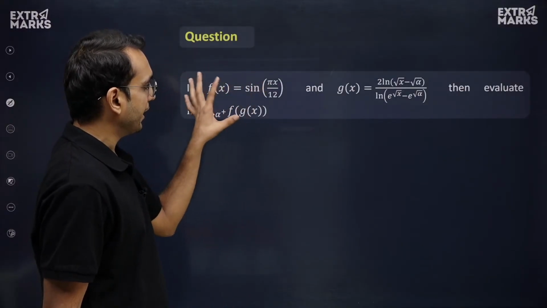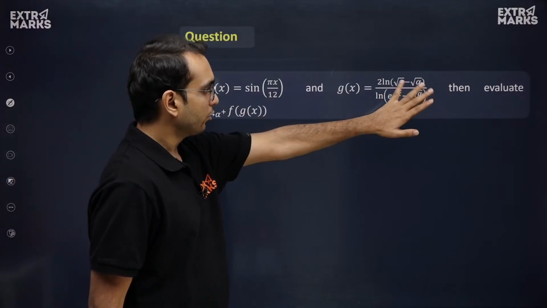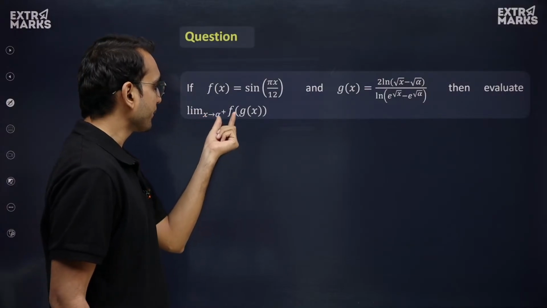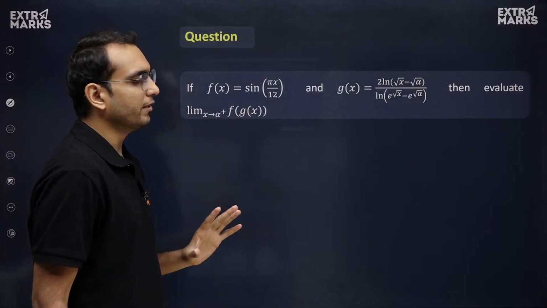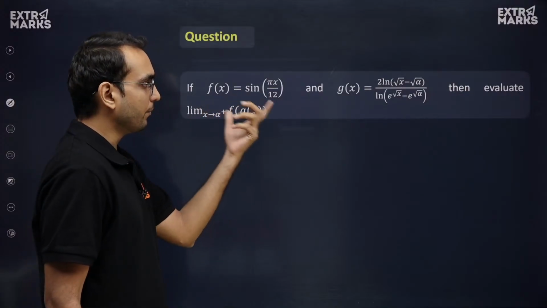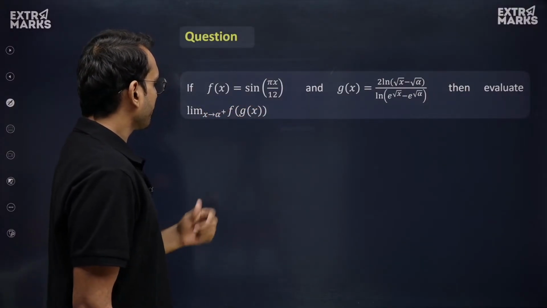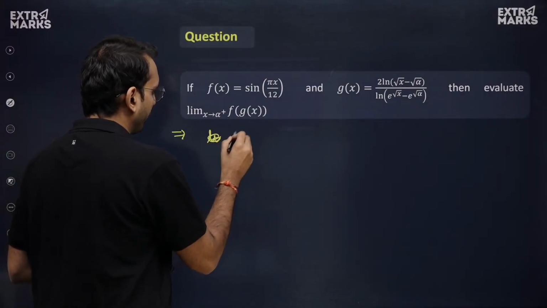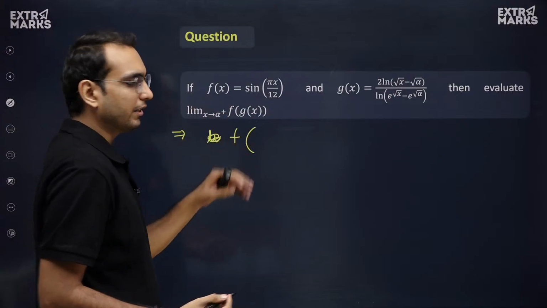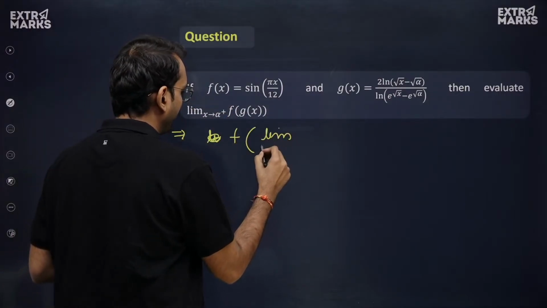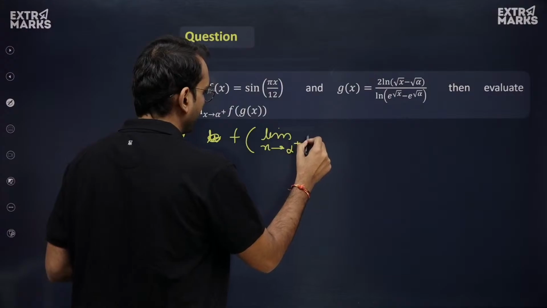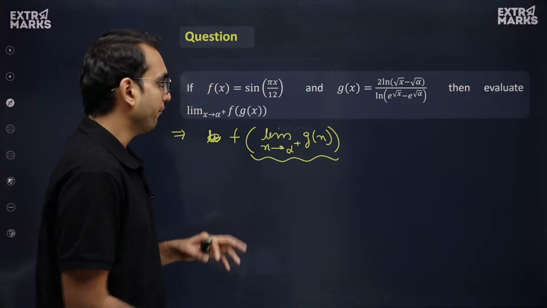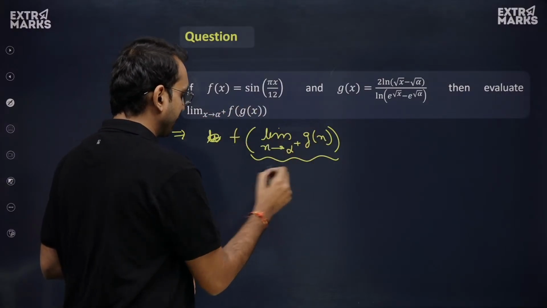Okay, if the function f(x) is this, and g(x) is this, 2 ln upon ln, then evaluate the value of limit x tends to alpha plus f of g(x). So this is purely a question of the limits chapter. So again, this is a part of calculus. So what we can do is take the limit inside the f function. We can do that. So limit x tends to alpha plus g(x). Now if I find the value of this, then automatically I will find the value of this. So let's find the value of this expression.